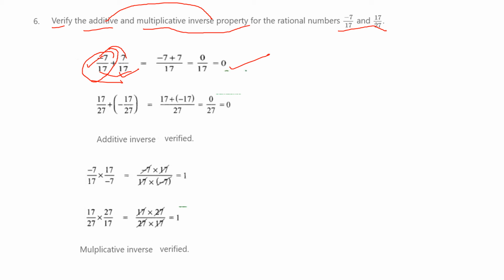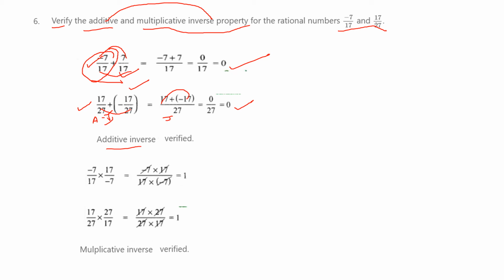So next number 17 by 27 given. What is the additive inverse of this number? Plus means minus. So minus 17 by 27 is the additive inverse. Here you simplify, 27 take it common, 17 plus minus 17. 1 plus, 1 minus, subtract the number. 17 minus 17 also 0. So 0 by 27 also 0. Therefore additive inverse verified.